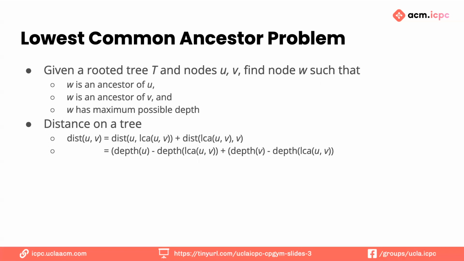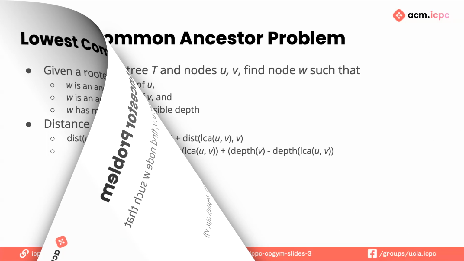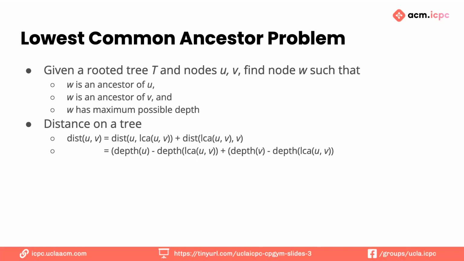And what can we use the lowest common ancestor to do? We can very quickly compute the distance of two nodes on a tree, in O(1). So the distance between U and V is the distance from U to the LCA of U and V, plus the distance between the LCA of U and V and V. So if you expand it, it's this.